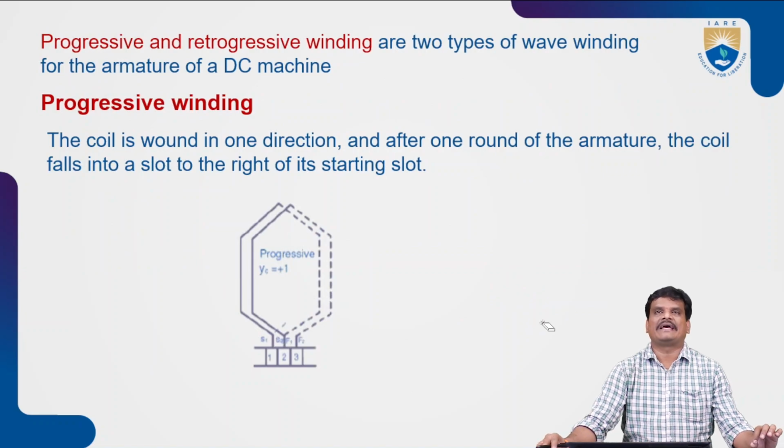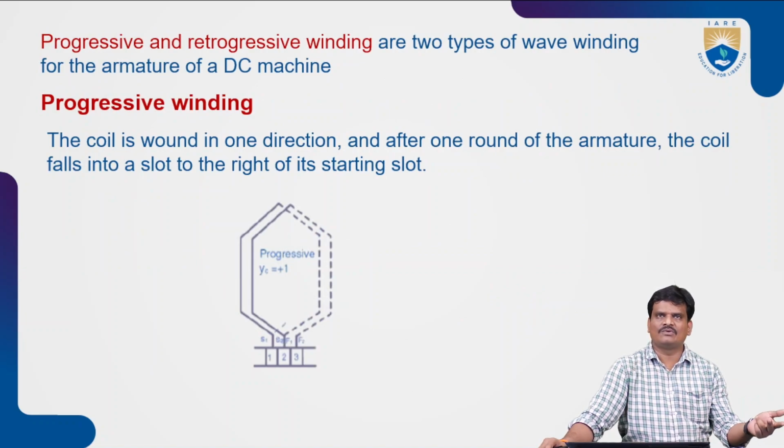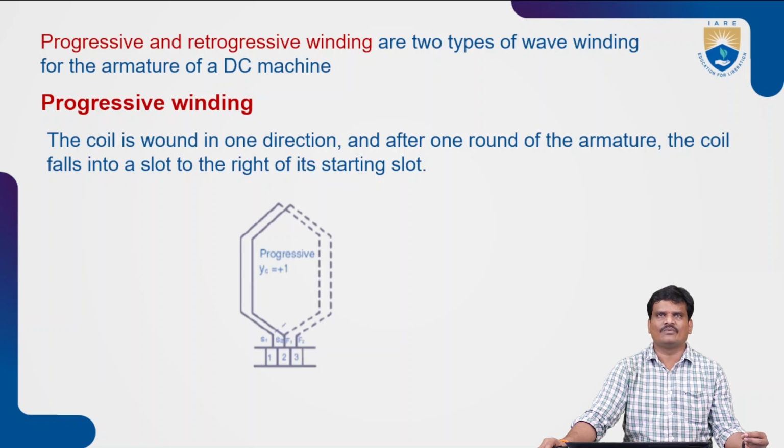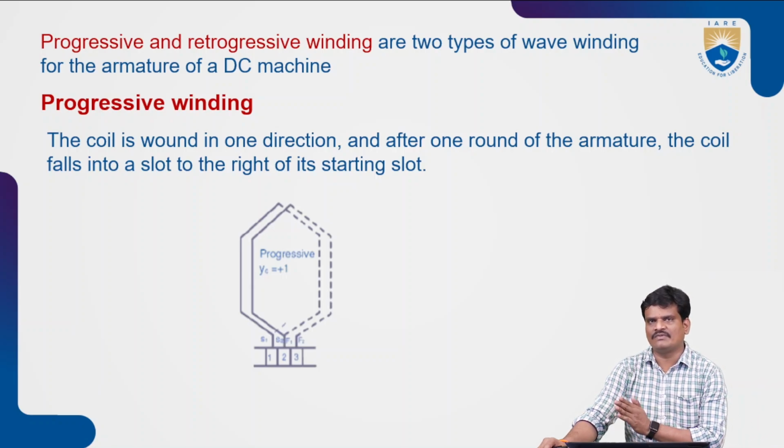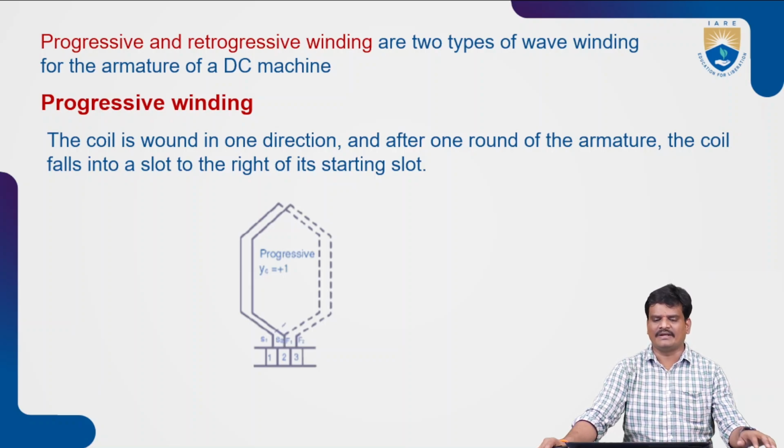Now coming to the types of wave winding. Already we have discussed in the previous slide that there are 2 types of wave windings. One is progressive winding, another one is retrogressive winding. How can we define this progressive winding and how is the structure represented? Whether we need to move in a forward direction or in a backward direction. We can express the definition and the structure representation of the progressive winding here.